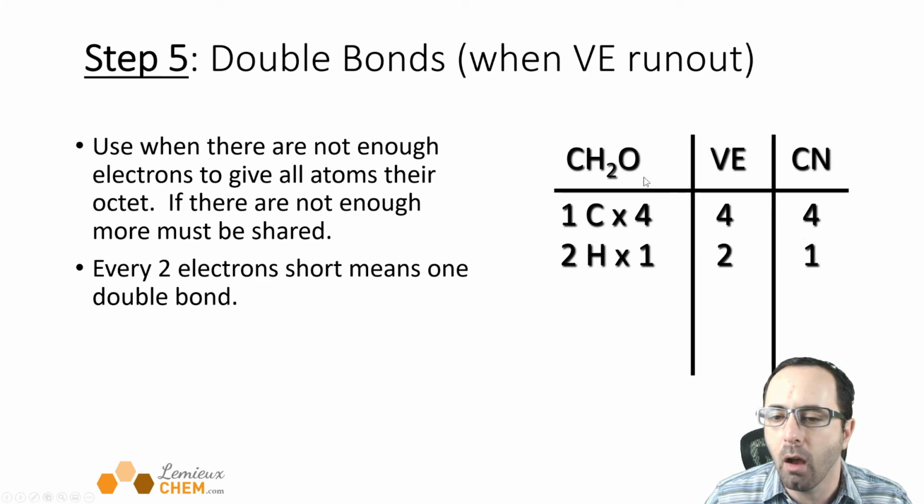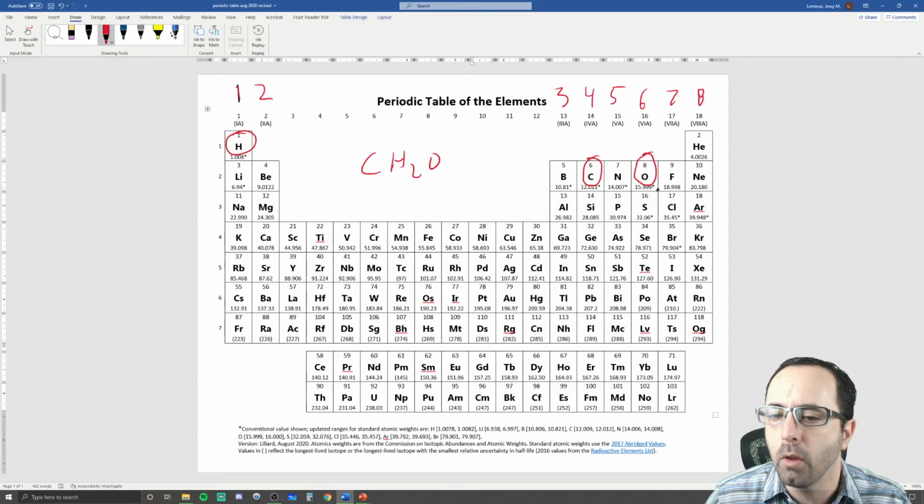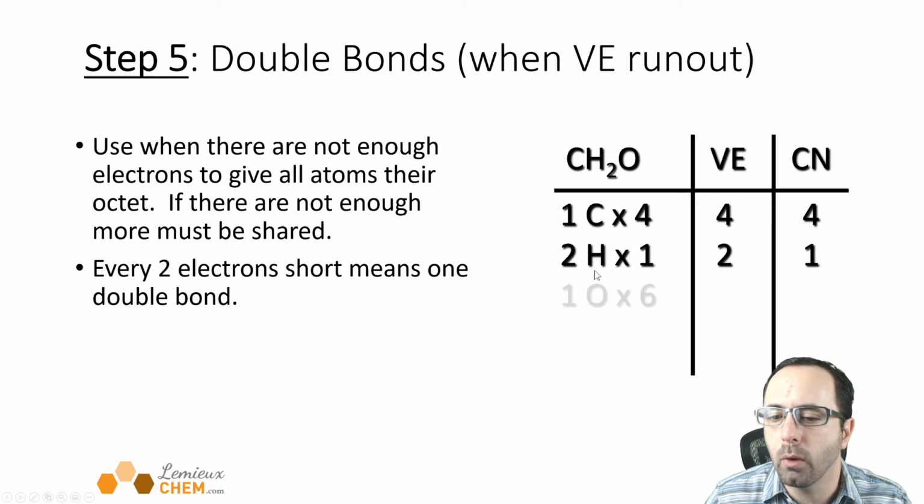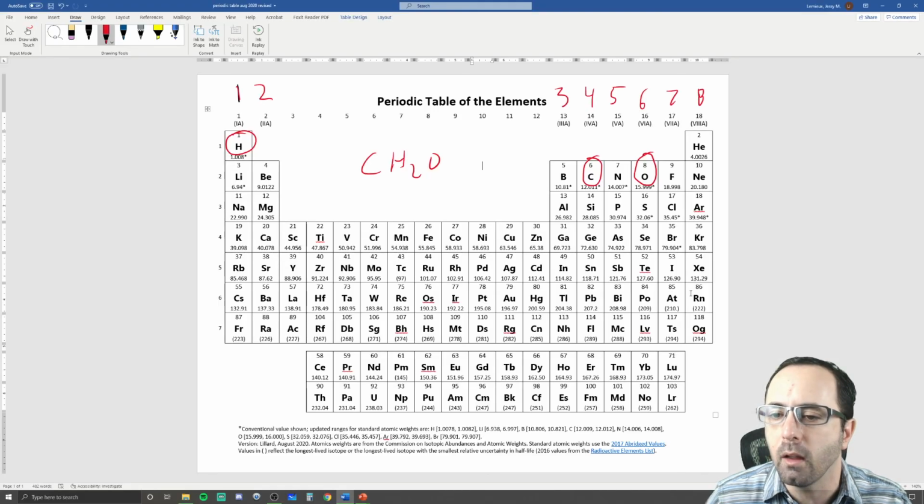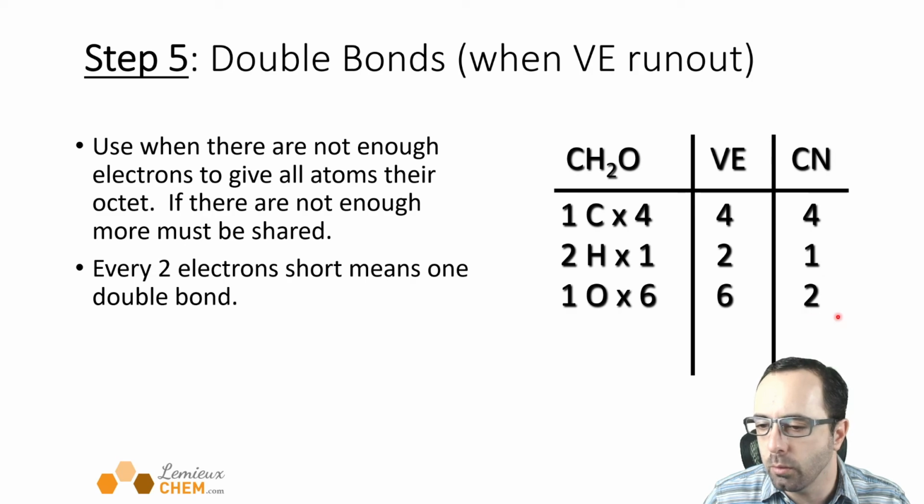Okay, next we've got oxygen. 1 oxygen, since there's no subscript written here, and each oxygen has 6 valence electrons. We have 1 of these, and it has 6, so we get a total of 6 valence electrons from the oxygen. For the covalence number, oxygen starts with 6 valence electrons. It would need 2 more to have 8, and so it will have a covalence number of 2.